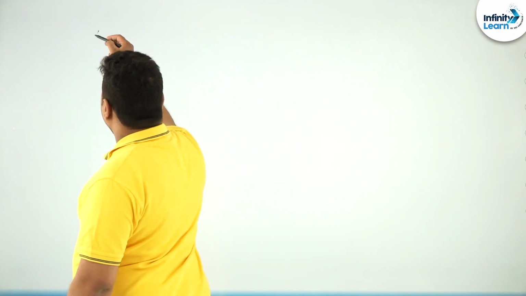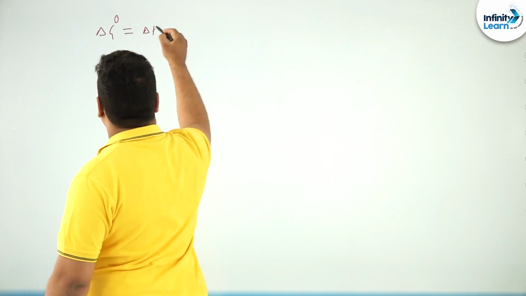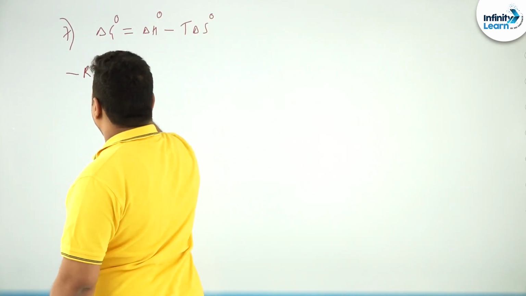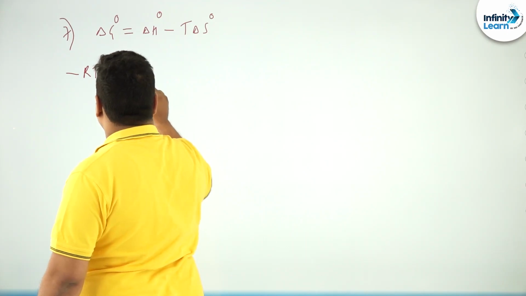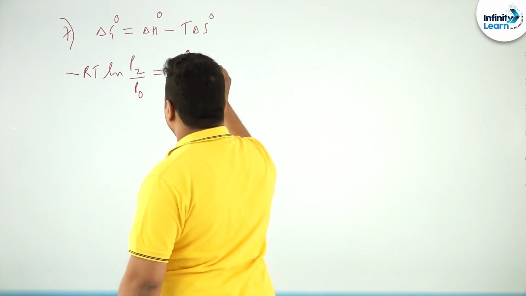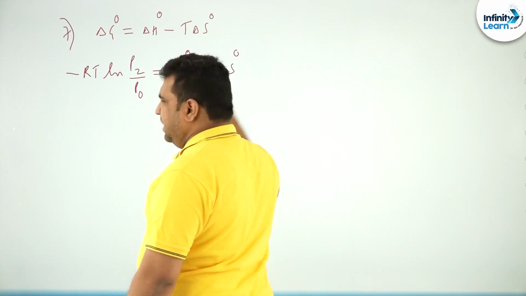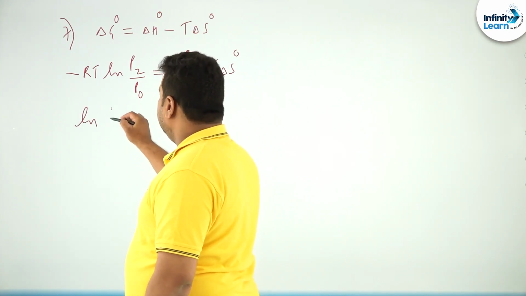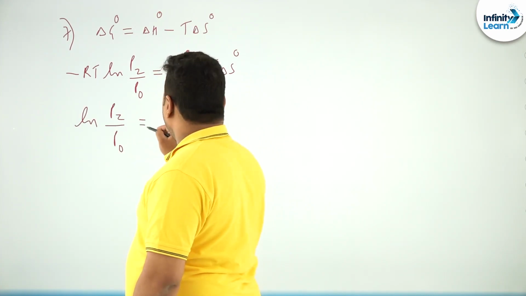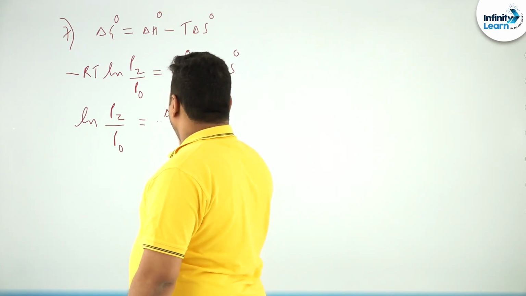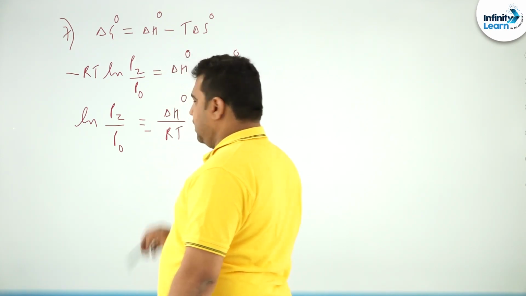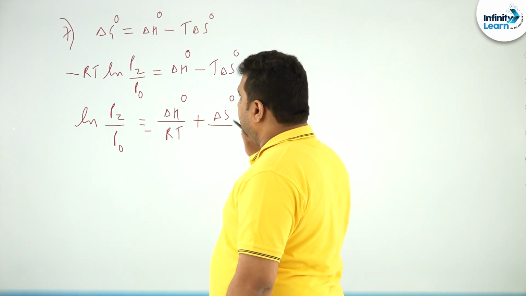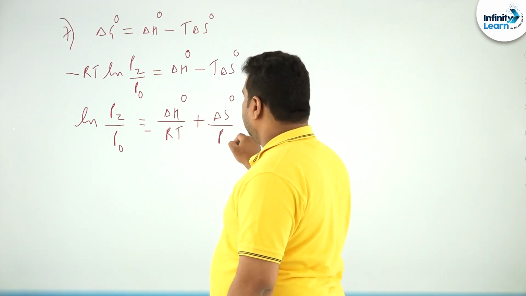Same story, delta G naught is equal to delta H naught minus T delta S naught. So therefore minus RT ln Pz by P naught is equal to delta H naught minus T delta S naught. Same derivation like the earlier case one. Then you are dividing by minus RT, so you will get ln Pz by P naught is equal to delta H naught by minus RT plus delta S naught by R, T cancels with R.